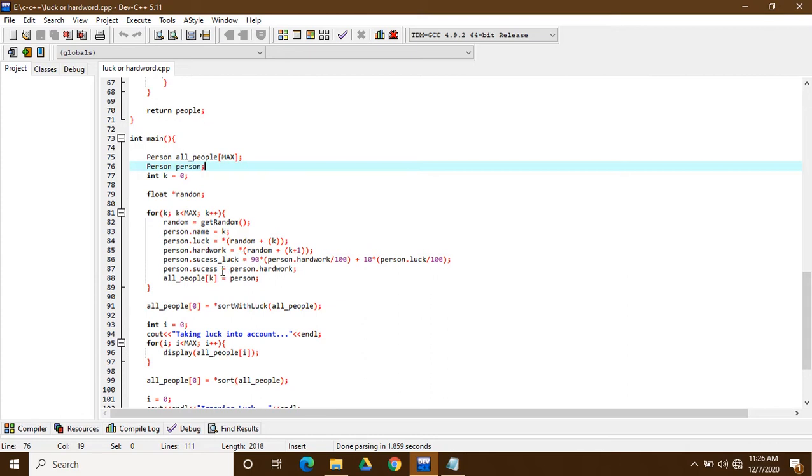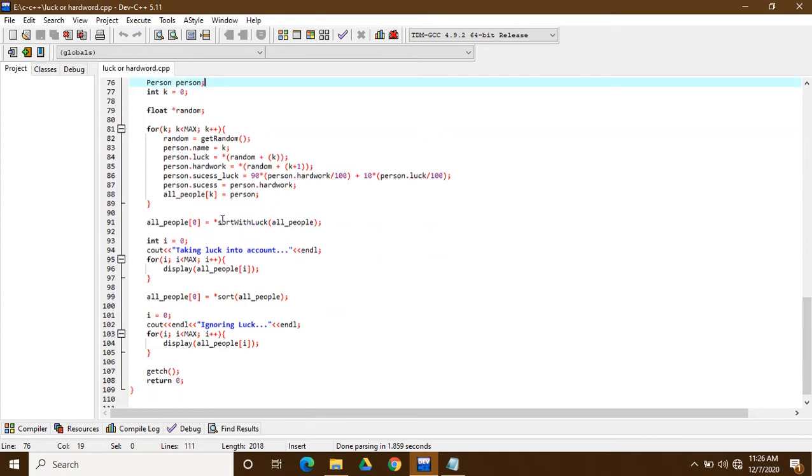And then we have person's success, which does not take into account luck, which means luck is 0% and hard work is 100%. So person's success, which does not include luck, will only depend on the hard work. And then after every loop, I add the particular person into the array of all people, which is of type person.